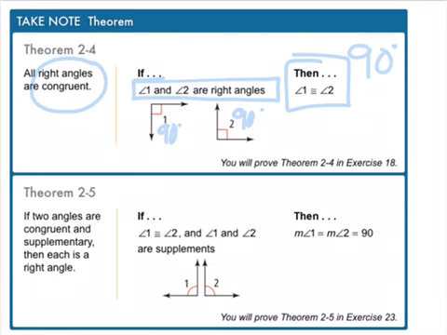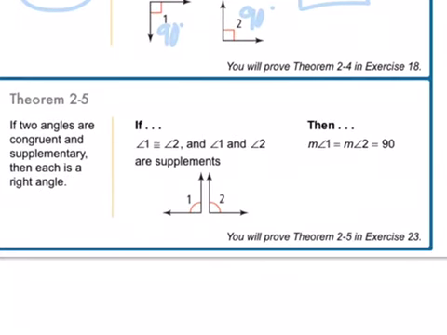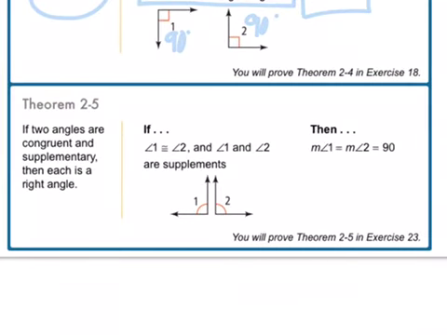And then the next theorem that we have is that if two angles are congruent and supplementary, now remember, supplementary means that they equal 180. It'd have to be 90 degrees, because if they're congruent, it'd be the same. You basically would just do 180 divided by 2 to get 90. Angle 1 would be 90, angle 2 would also be 90.